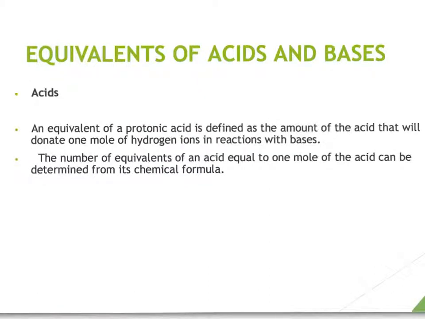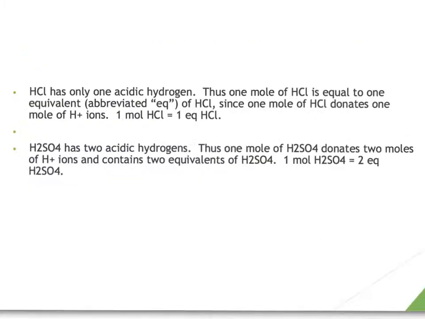With regard to acids, an acid equivalent is defined as the amount of acid that will donate 1 mole of hydrogen ions in a reaction with bases. The number of equivalents of an acid can be determined from its chemical formula. In other words, how many hydrogens are present. So let's look at some examples.